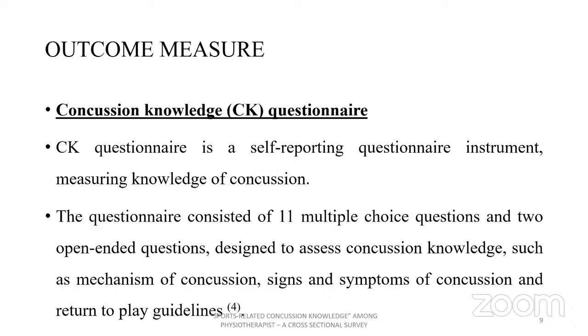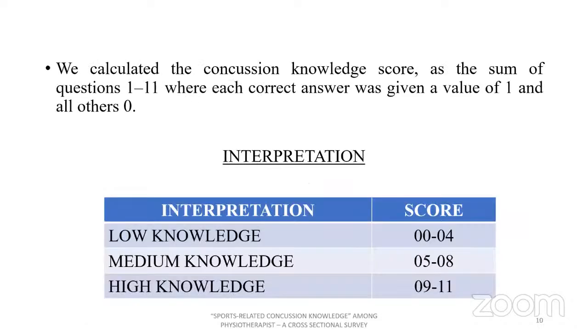Concussion knowledge questionnaire is a self-reporting questionnaire instrument measuring knowledge of concussion. The questionnaire consisted of 11 multiple choice questions, which were designed to assess concussion knowledge, such as mechanism of concussion, signs and symptoms of concussion, and return to play guidelines. We calculated the concussion knowledge score as the sum of questions 1 to 11, where each correct answer was given a value of 1 and all others 0.